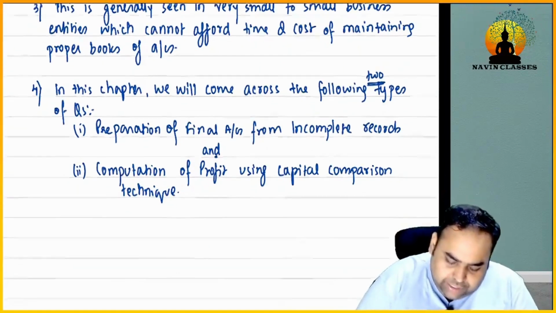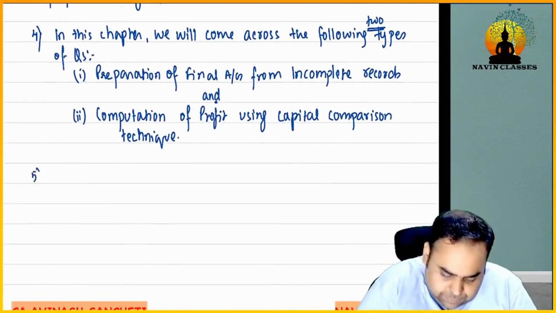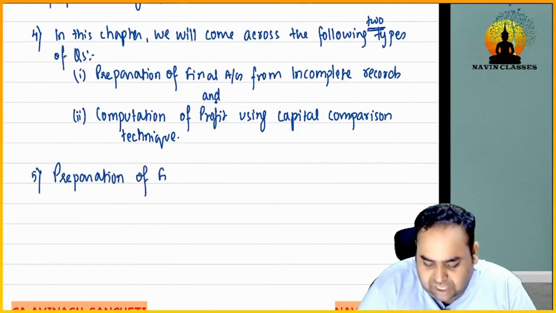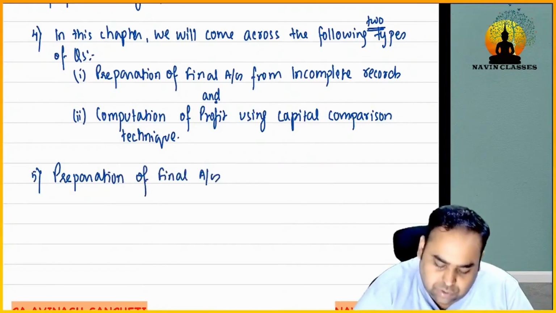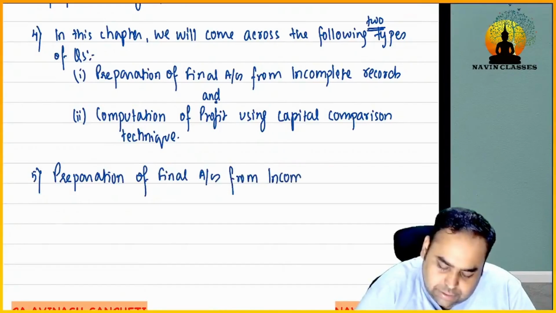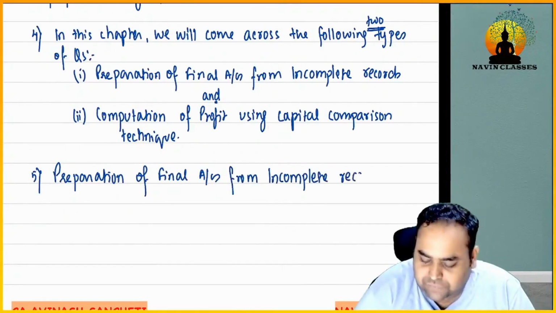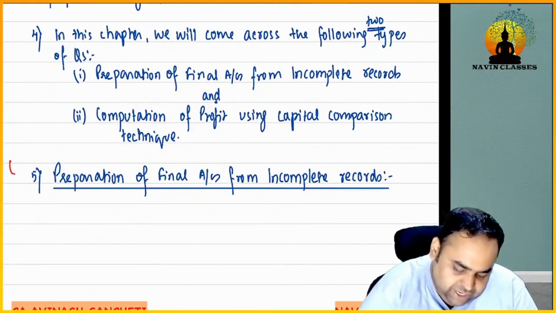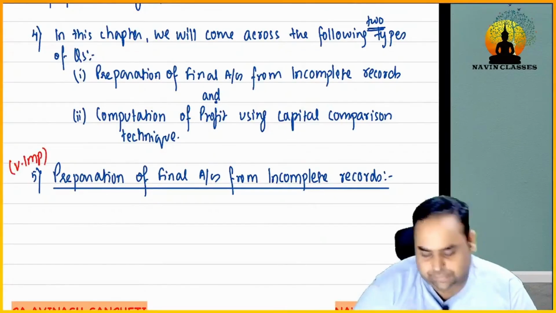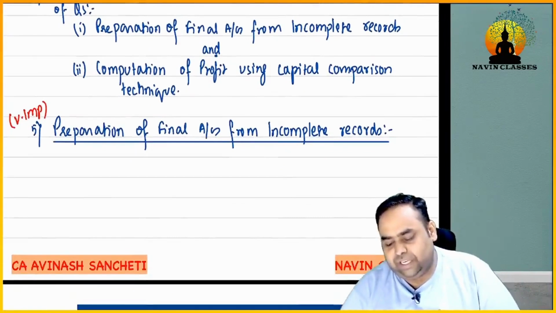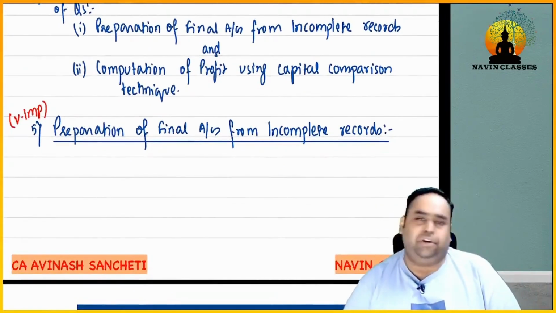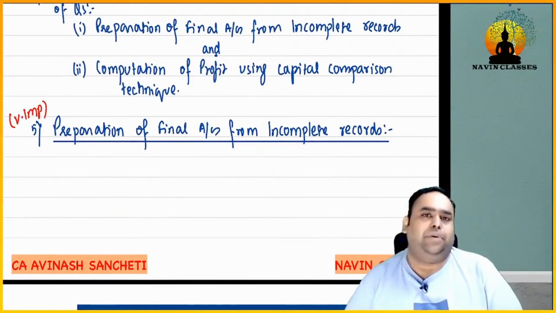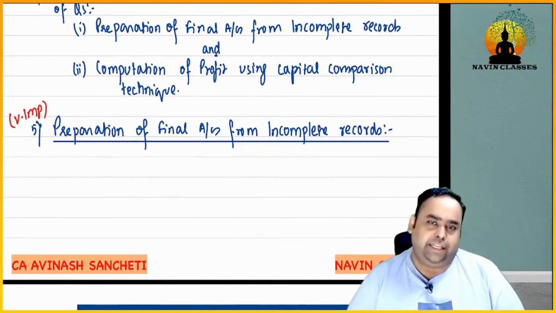Now we will start with the first part, preparation of final accounts from incomplete records. Mark it very important. Preparation of final accounts from incomplete records is a very important topic. It is the most important part of this chapter. The questions that come in the exam for 10 to 14 marks are from this topic.